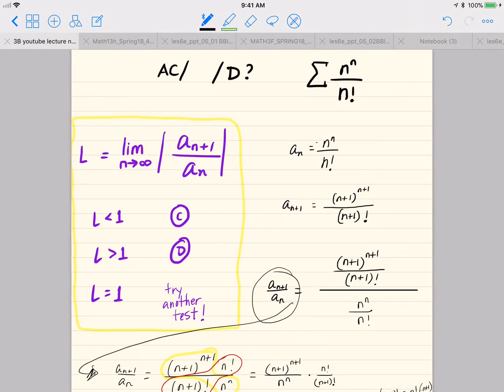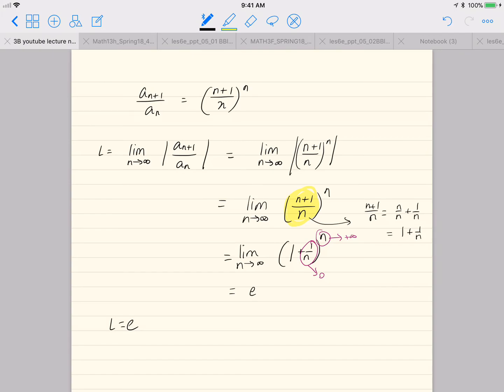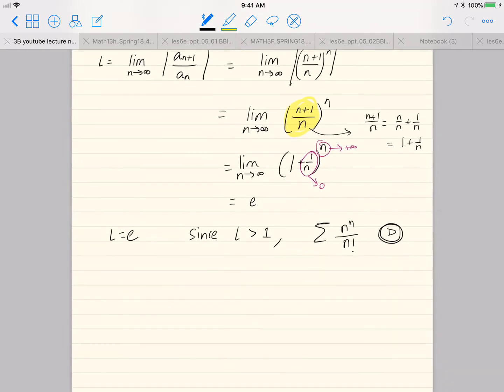So what is the conclusion? Well, we've got to know, is e bigger than 1? Is e less than 1? Because this is what we use. e is bigger than 1. So since L is bigger than 1, our series, n to the n over n factorial, diverges.